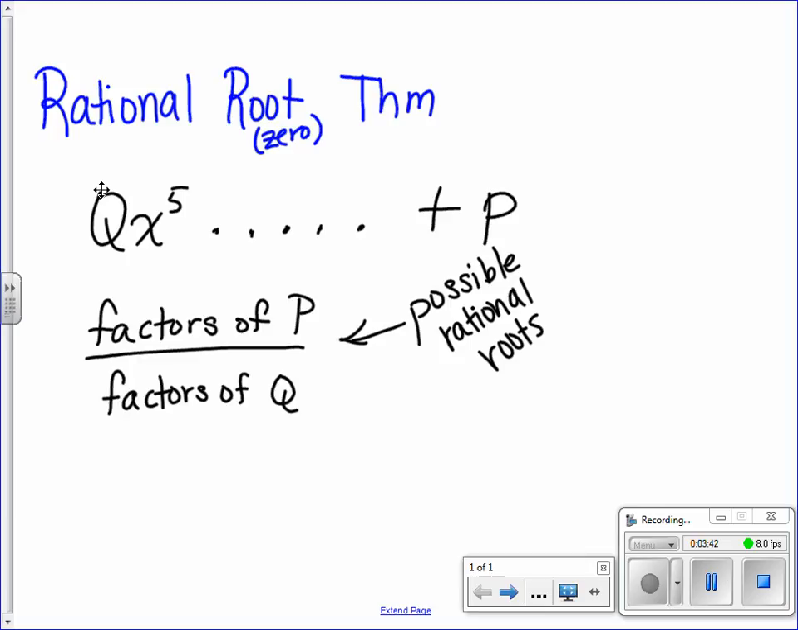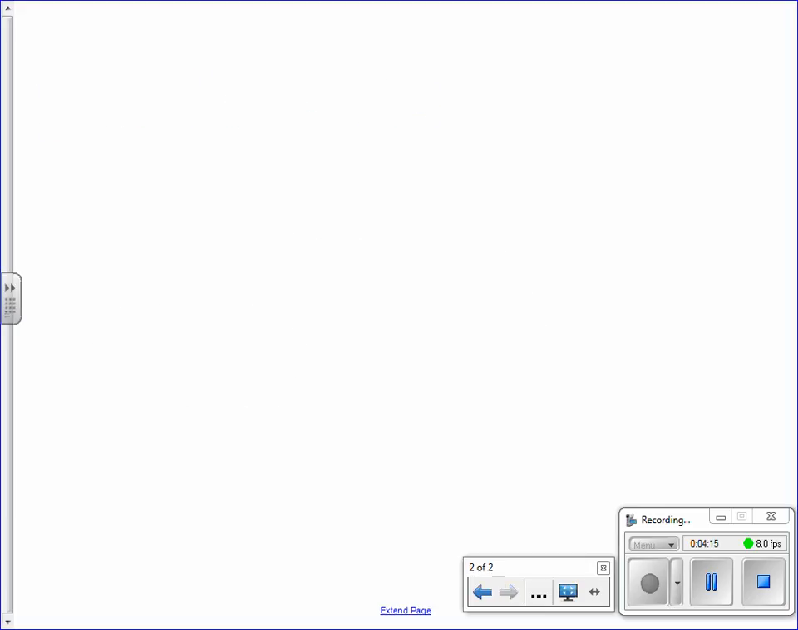Alright, so what's a factor? Like, what are the factors of 8? Factors are what go into that number. So the factors of 8: 1 and 8, because 1 times 8, 2 and 4, because 2 times 4. So what we're going to do is list all the factors of p, list all the factors of q, and then make ratios out of those numbers. And that will be the list of numbers that we can draw from for our roots.